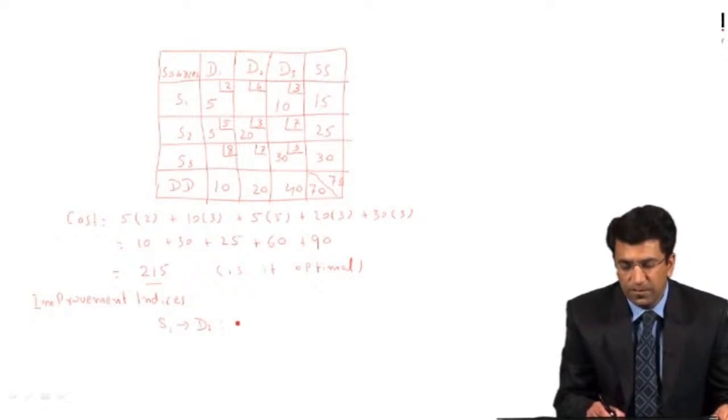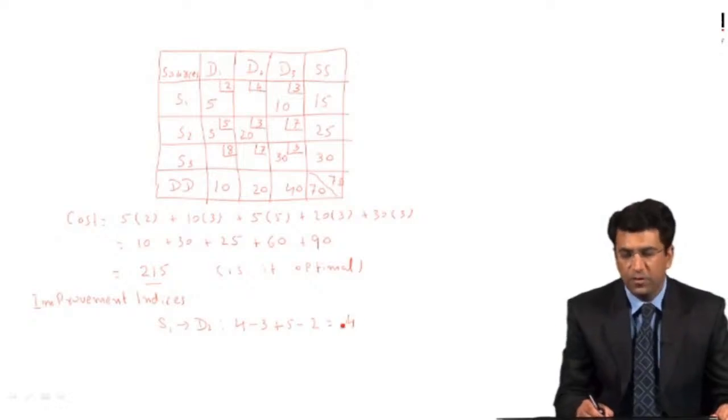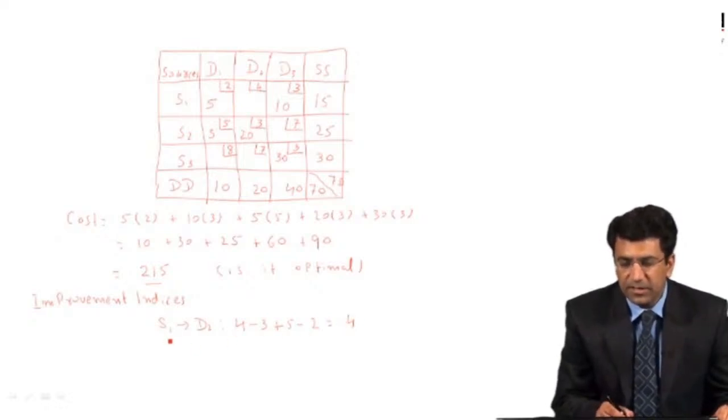So 4 minus 3 plus 5 and minus 2. It will become 4 plus 5, 9 minus 5, which is equal to 4. Next empty cell is S2 to D3.